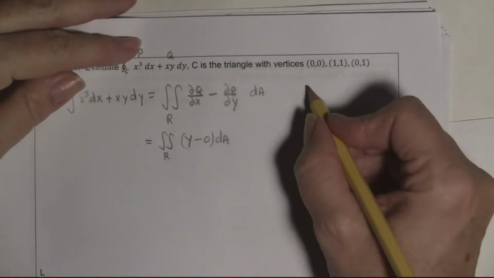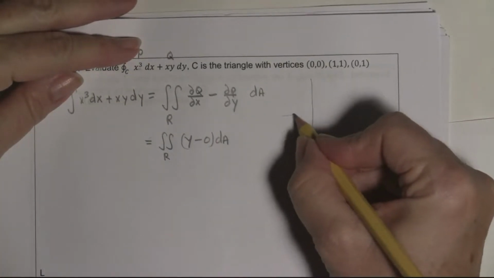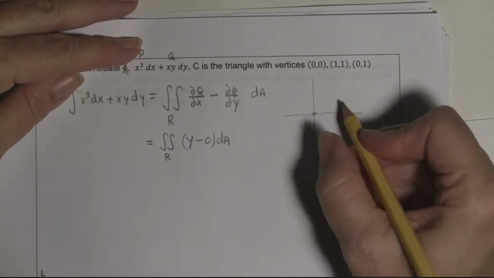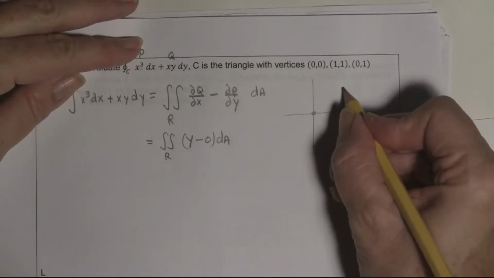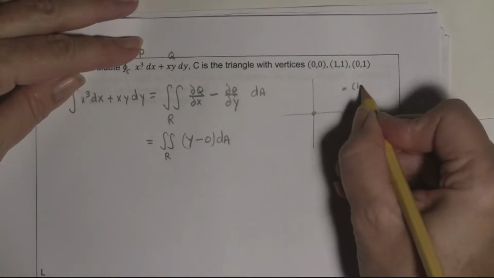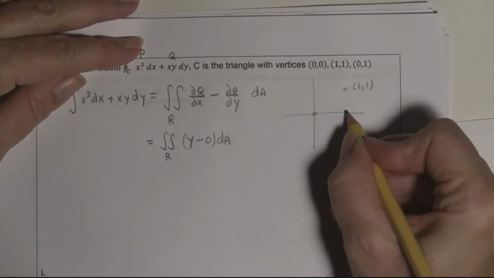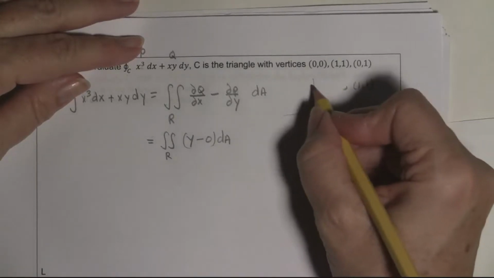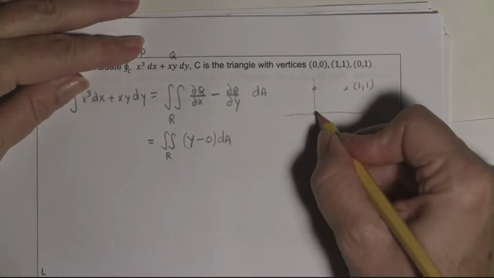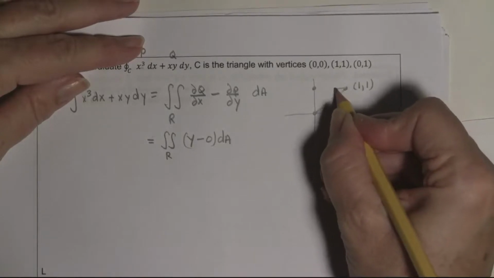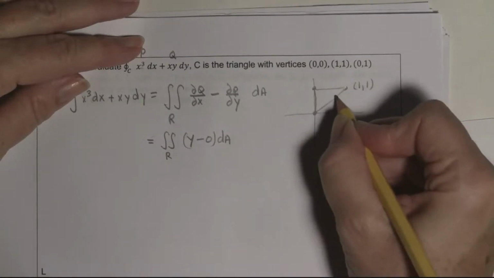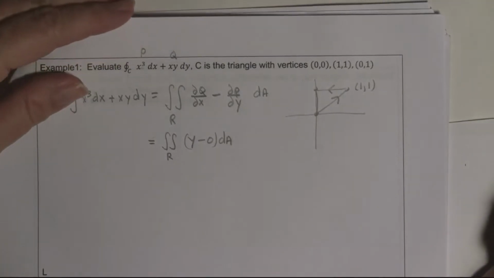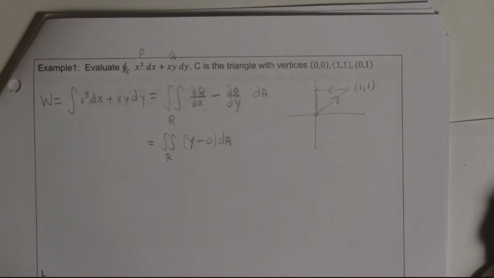So I'm going to draw this. You should always draw it. So here at 0, 0, and then it goes to 1, 1. I'm going to put that right here, 1, 1. So over 1, up 1, and then 0, 1. So this is this triangle here. And we're going around this way, right? So that's kind of the story there.